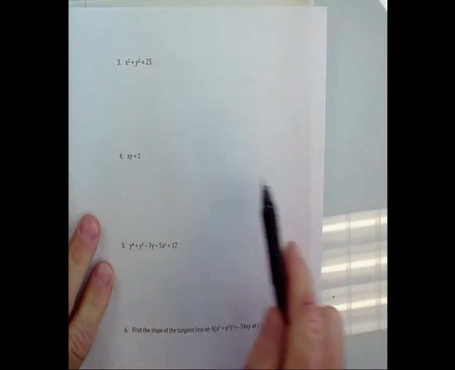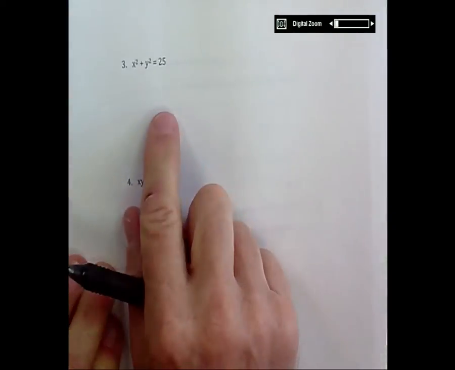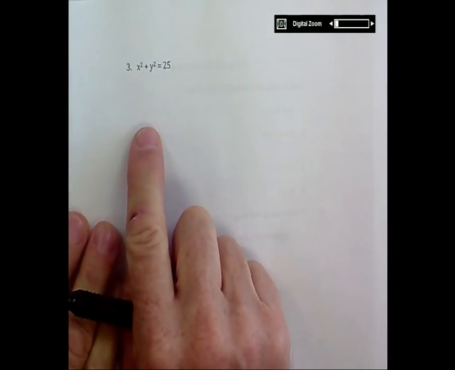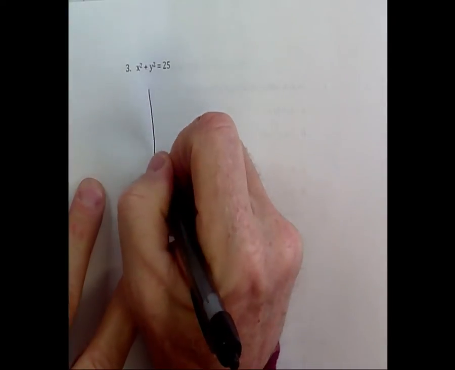All right. So did I tell you this? I'm going to make this a little bit bigger. That's the equation of a circle. Okay? And the circle looks like this.